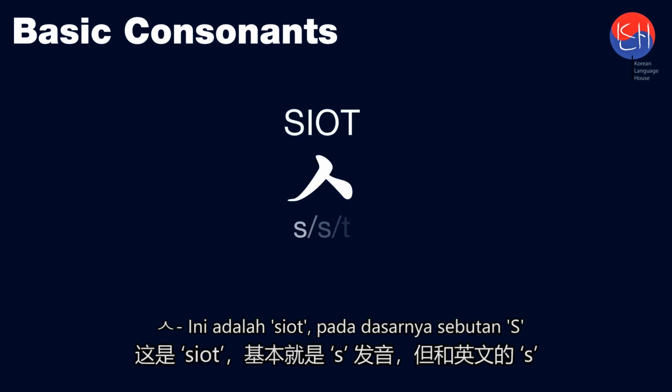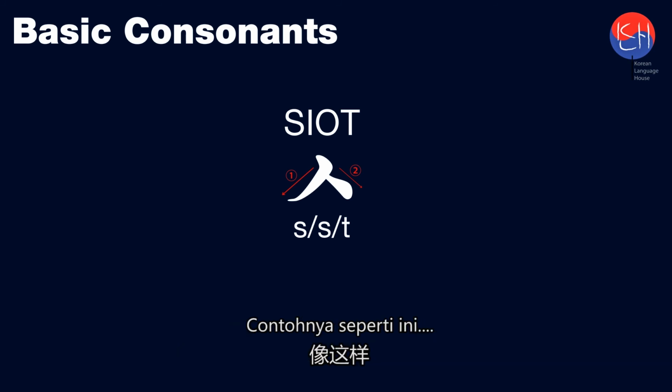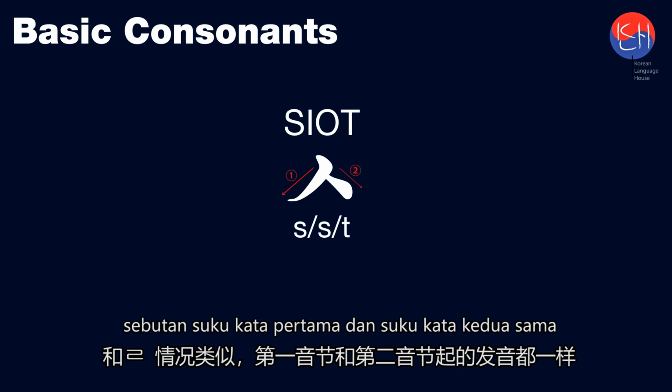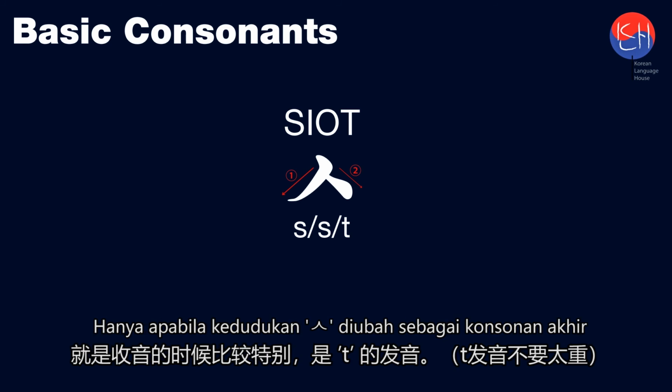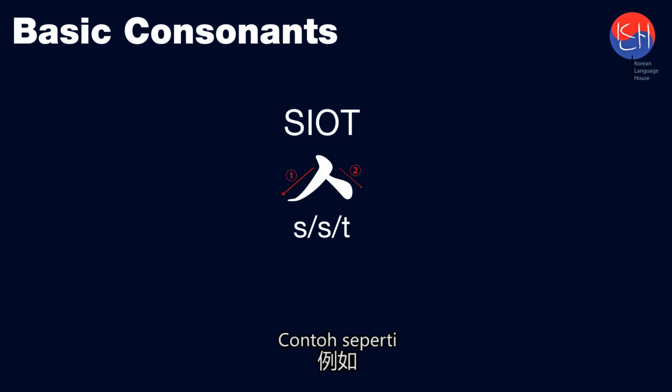This is 시옷. It's the S sound, but unlike the S sound in English, there's a slight hissing to it. For example, 사, not 사. Like 리을, the sound for the first syllable and second syllable onwards are the same. It only changes to the T sound when it's the ending consonant. For example, 옷.